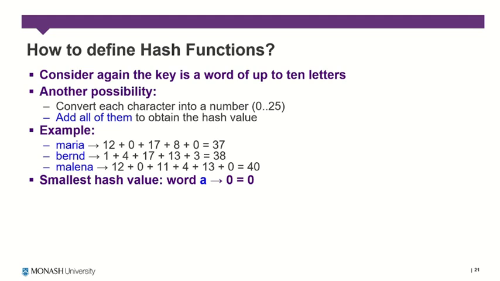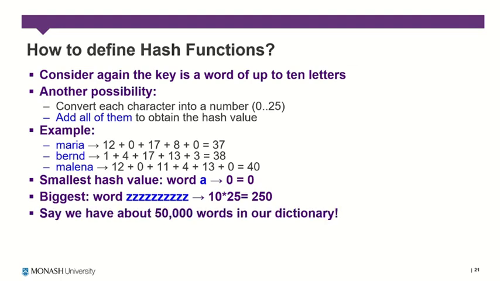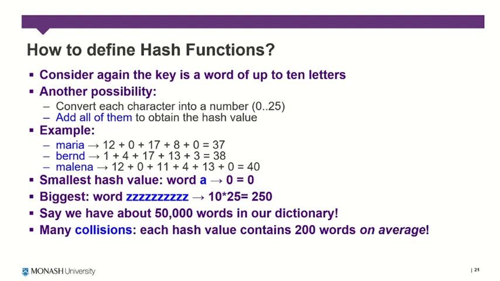So the smallest hash value is 0 and the largest is 250. So in this case we get definitely a bigger range of values because we're using more data in our key. However, we've still got a limited number of possibilities. We've got 250 different possible hash values. So if we wanted to insert 50,000 words, on average, we're going to have 200 possible collisions at each position.